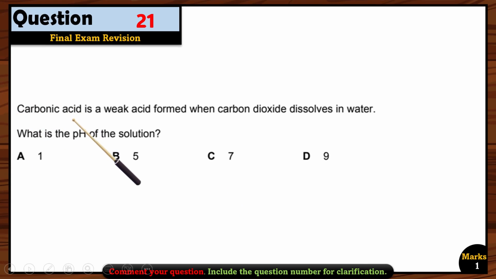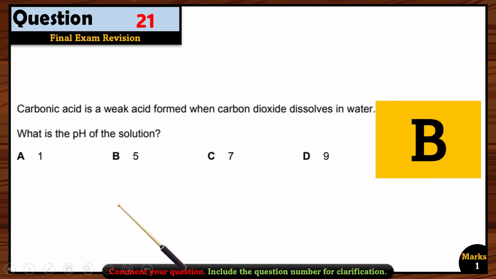Question 21. Carbonic acid is a weak acid formed when carbon dioxide dissolves in water. What is the pH of the solution? Carbonic acid, of course, is a weak acid. So its pH should not be as low as 0 or 1. It should be somewhere near the neutral one, like 7. So we have to find that one. For this one, option B is the right option, because 5 is still acidic, but it's a weak acid. Okay, so option B is correct.